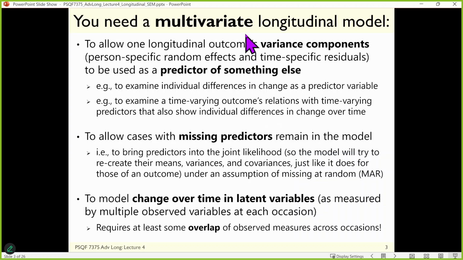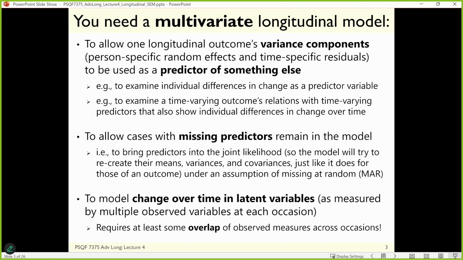Another reason that you might want a multivariate model is to measure change over time in latent variables. So if you want to sound fancy, like at a job talk or something, you can tell folks that you're learning how to do latent growth curve modeling. That sounds fancier than this, but that's not this.